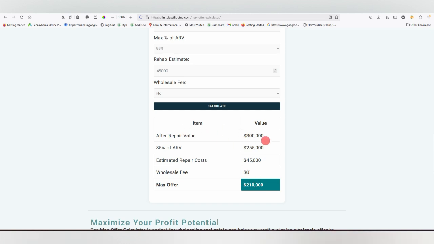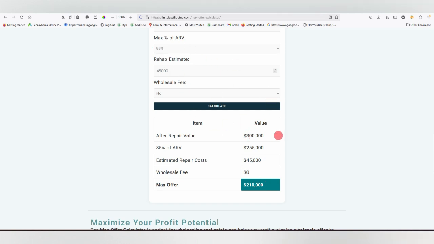Now look, you still have your ARV of 300. But 85% of that is 255. Your estimated repair cost is still 45,000, but now you can offer a little more, like in the 215,000 range.